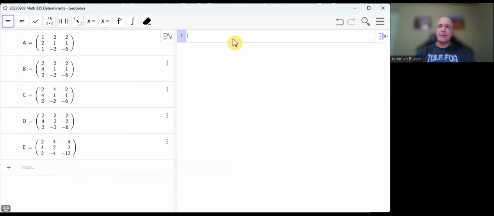So you have to come over here to the CAS view. And so it's nice to be able to input the matrices in and store them in the variables A, B, C, through in this case. But then you have to come over here and compute the determinant in the computer algebra.